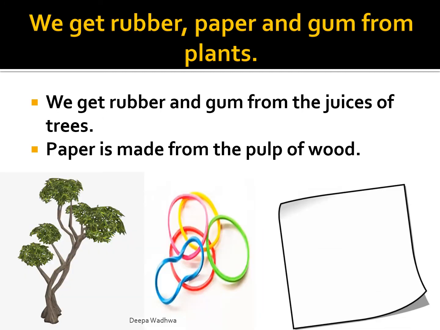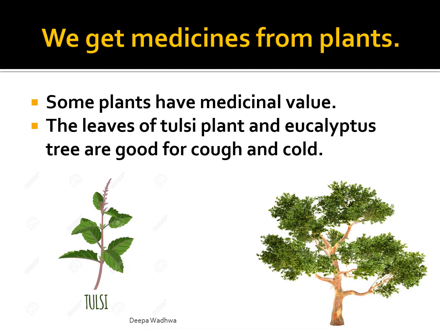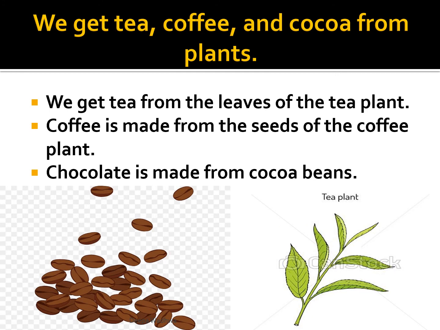We get rubber and gum from the juices of trees. However, paper is made from the pulp of wood. Some plants have medicinal value, like tulsi, eucalyptus tree are good for cough and cold. We get tea from the leaves of the tea plant. Coffee is made from the seeds of the coffee plant. However, chocolate is made from the cocoa beans that we get from plants.